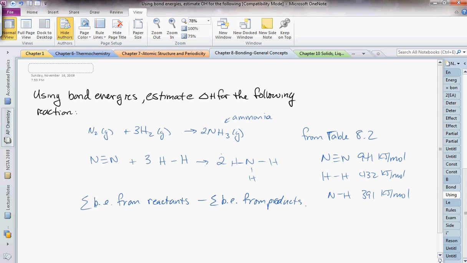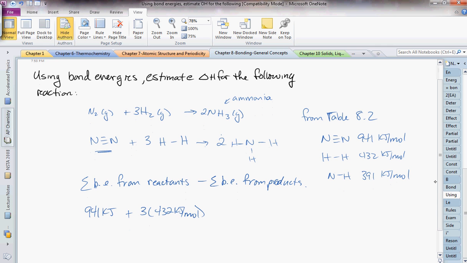We have the nitrogen-nitrogen triple bond in one of our reactants, and we only have one molecule, so that'll be 941 kilojoules. I'm not going to put the per mole here because we're multiplying it by 1 mole of nitrogen, so that's going to go away. Add to that 3 times, because we have 3 molecules, the bond energy of hydrogen-hydrogen, which would be 432 kilojoules per mole, and eventually that mole is going to go away because we're multiplying by 3 moles. When we do that, we get 2,237 kilojoules.